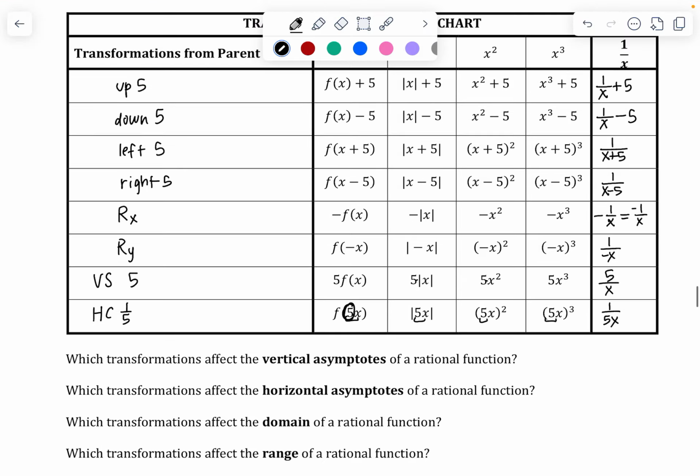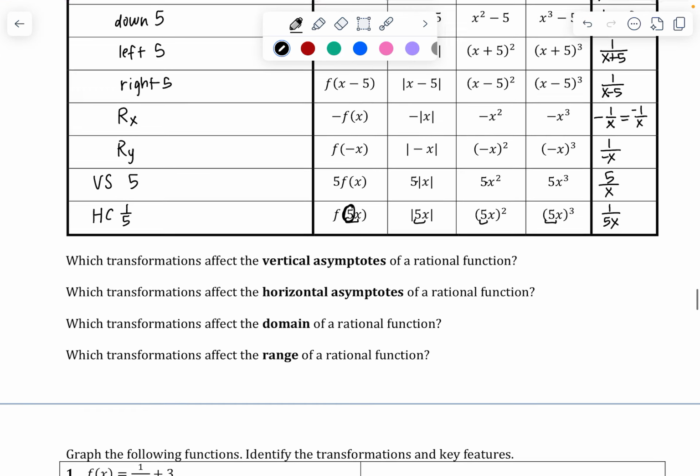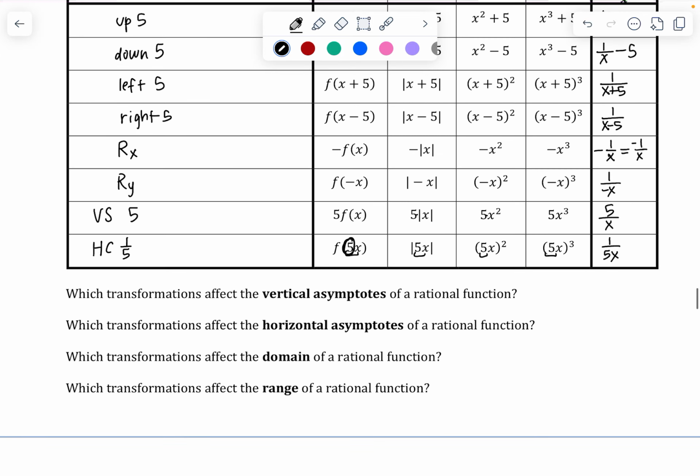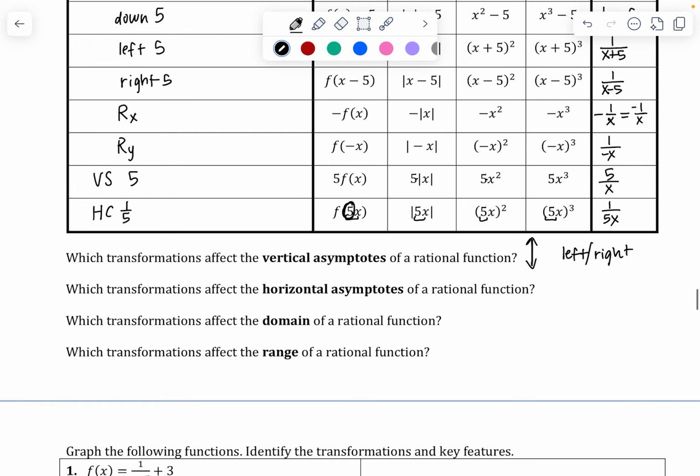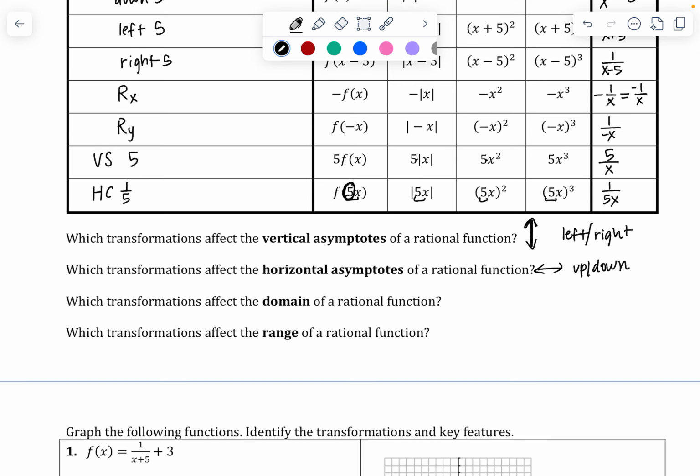Okay, and so we're going to see how each of these transformations affect our graph and key attributes. But as far as the vertical asymptote, only moving left and right will affect a vertical asymptote. And then similarly, a horizontal asymptote is only going to be affected by moving up and down. And so the vertical asymptote is what interrupts the domain. And so only moving that will affect our domain.